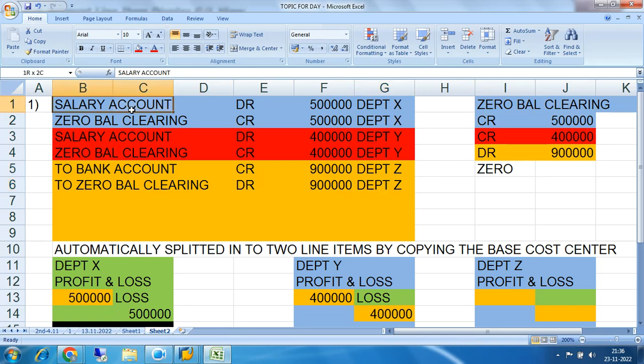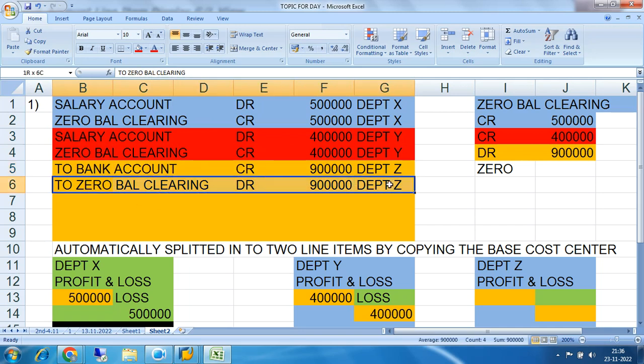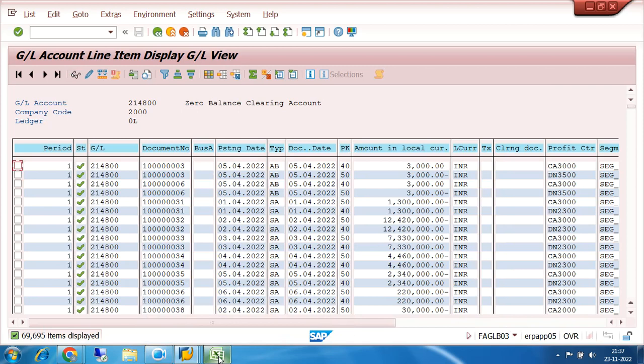Like, two salaries are paid out of department Z. In this case, the zero balance clearing line item will be there to prepare the individual profit center-wise profit and loss account and balance sheet in a balanced manner. So that's why it is called zero balance clearing. And document splitting, I have already given you the example.